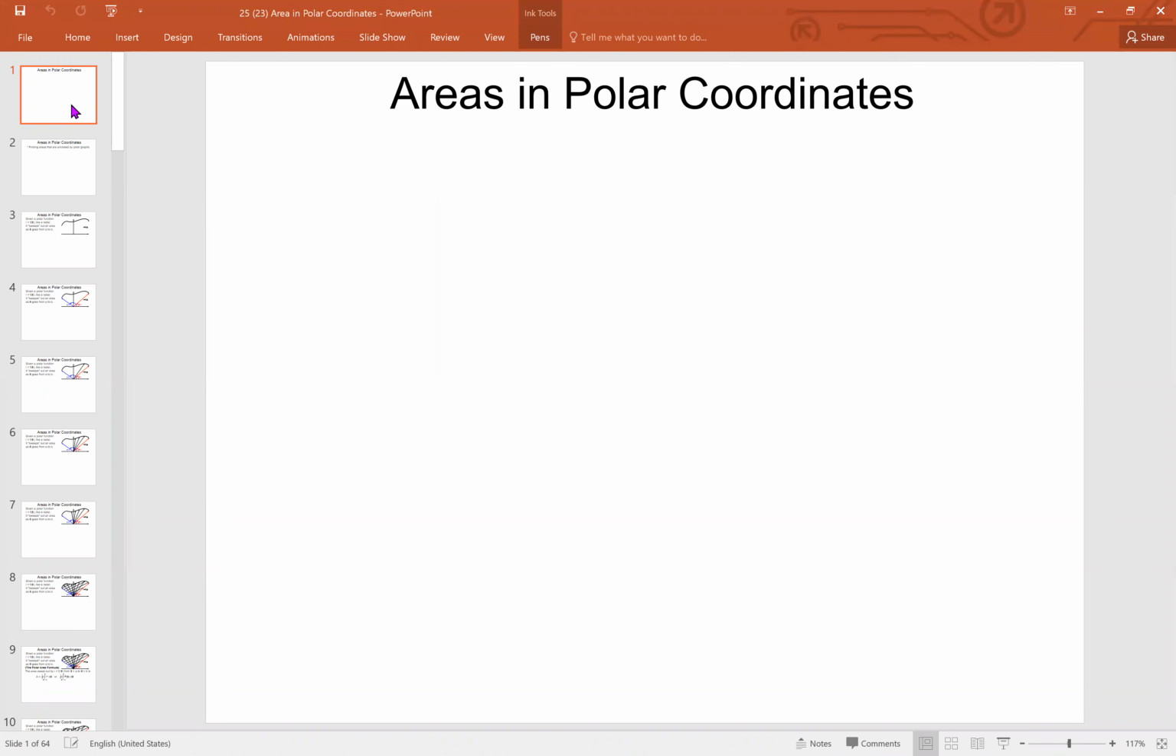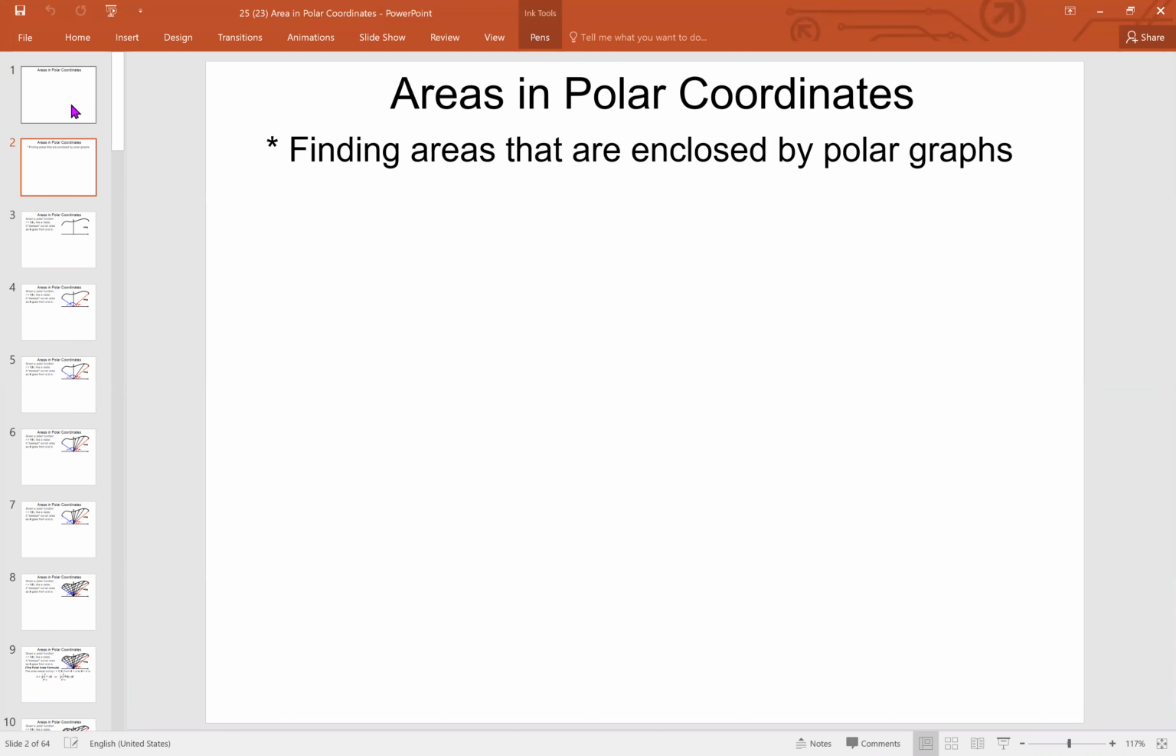Hello, everyone. This is Professor Ma, and this is the introduction to the section on area in polar coordinates. Specifically, we're going to look at finding areas that are enclosed by a polar graph, defined by polar equations.